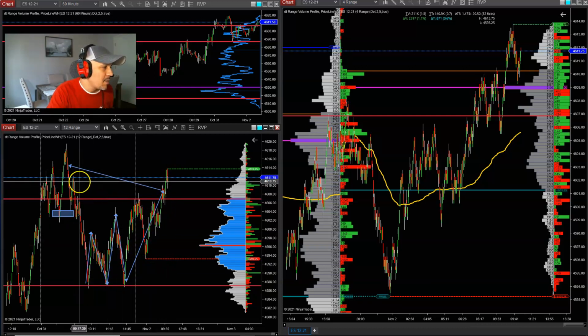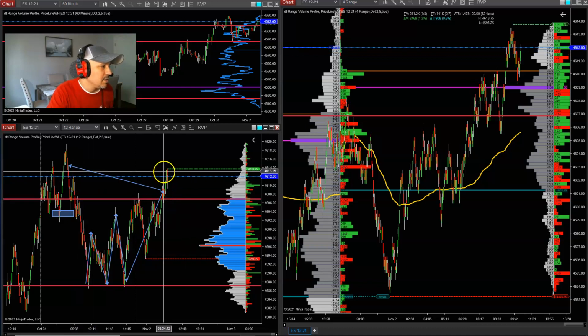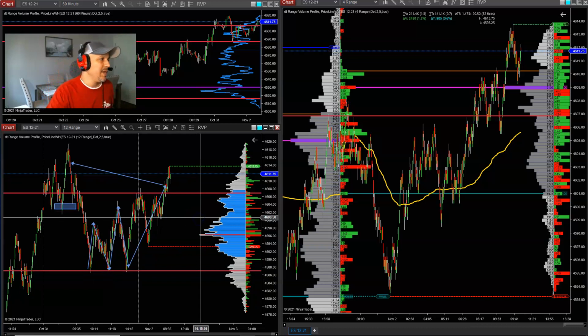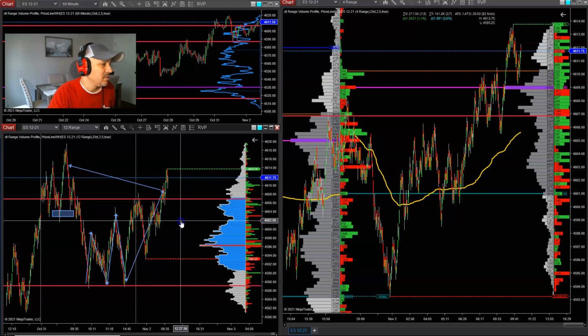Once price broke the top right here, I took it long. So that's being able to read that. That's why you have to be able to read the market. That's called market analysis reading, being able to read what the market's trying to do ultimately.